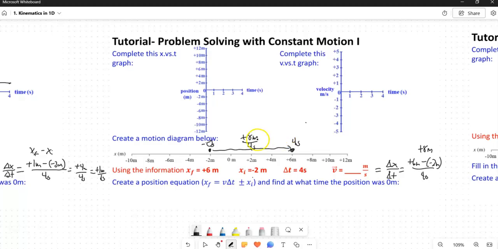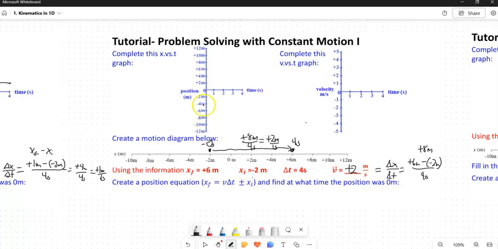So positive 8 meters over 4 seconds, what is that? Positive 2 meters displacement for every 1 second. So this is going to be positive 2. Okay, let's construct our position versus time graphs.